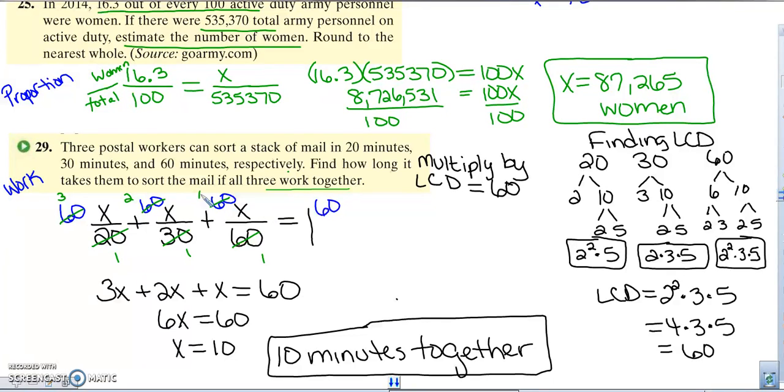Multiplying both sides of the equation by 60, you see what cancels here in green, giving you 3x, 2x, and x over here, remembering to multiply that by 60. Then combining like terms, we get 6x equals 60, divide both sides by 6, and we get x equals 10. So that means it takes 10 minutes for them to complete the job if all 3 of them are working together. That completes section 6.6.